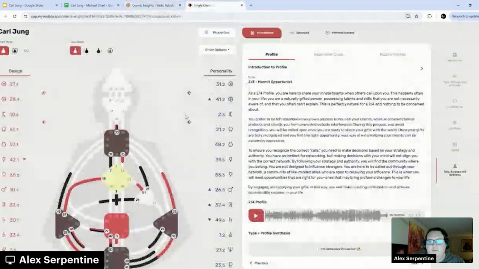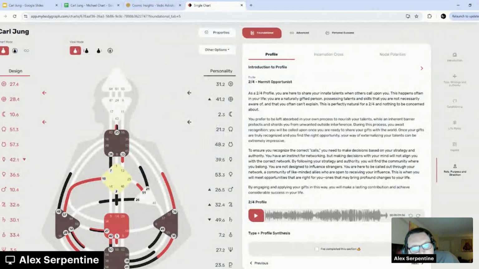Now I'm going to talk about Carl Jung's human design chart. So, human design is this other system that creates a body graph showing the different energy centers that are activated in certain archetypal energies that are known as gates or gene keys. The gene keys are based on human design.